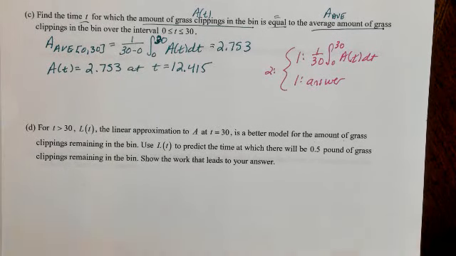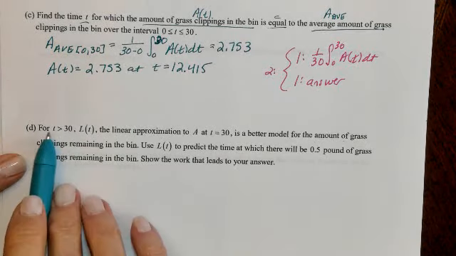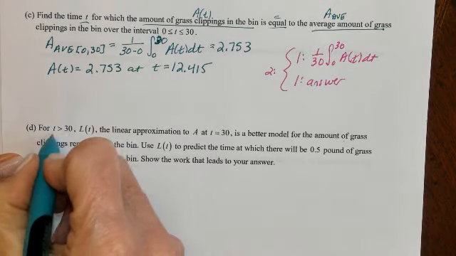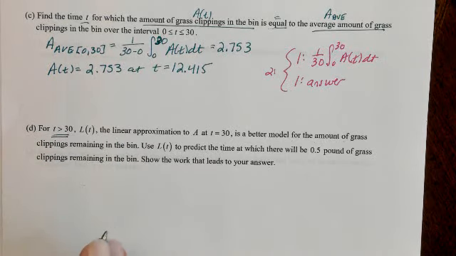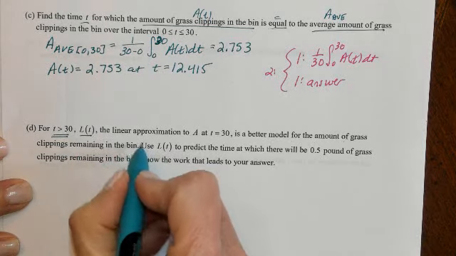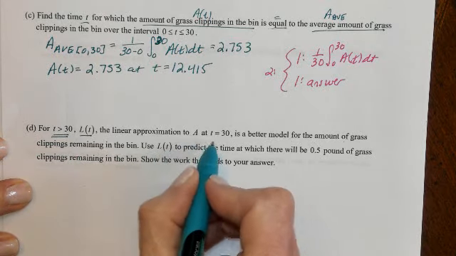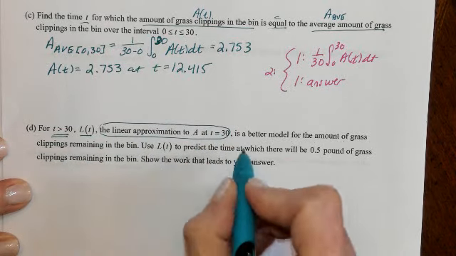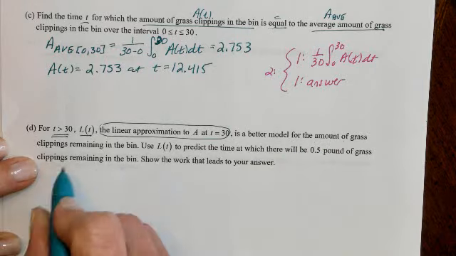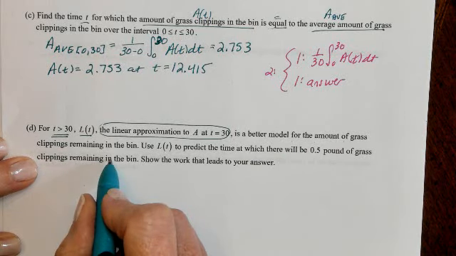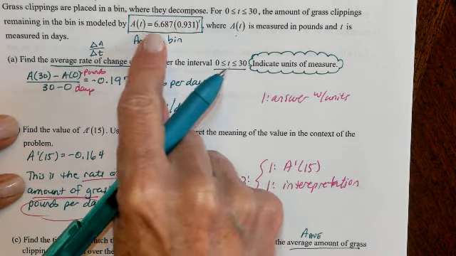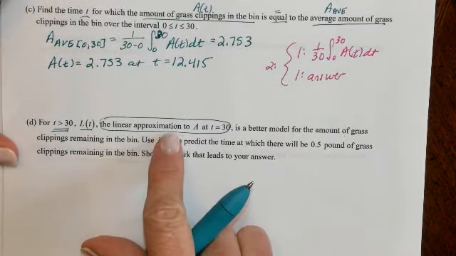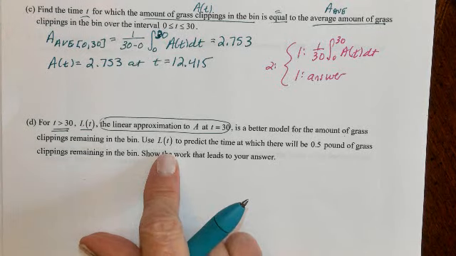For the last part of this problem, it begins for t greater than 30. So we've only been from 0 to 30 up until now, but now it says for t greater than 30, L of t, the linear approximation to A at time 30, we'll have to think about what that means, is a better model for the amount of grass clippings remaining in the bin. So for time greater than 30, we no longer want to use this for the amount. Now we want to use this for the amount of grass in the bin.